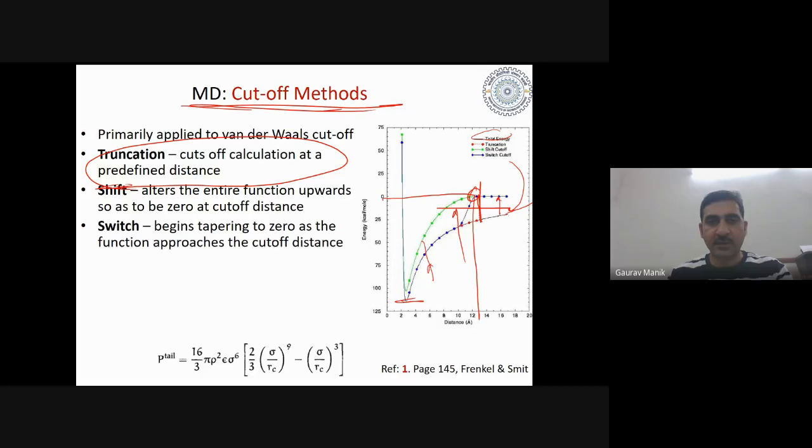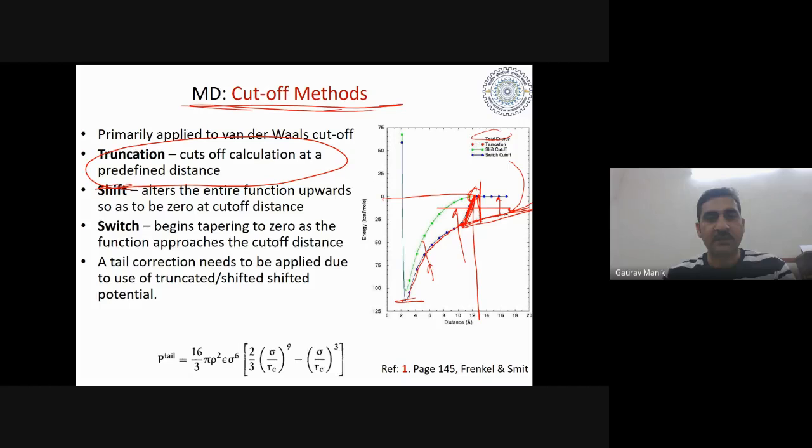The next one is switch, and that's the blue one. You go as per the Lennard-Jones behavior till a particular point, and beyond that you taper it down as compared to the natural taper. So this was the natural taper, but you taper it down very quickly. That's the quick tapering, and that's what we call the switch function.